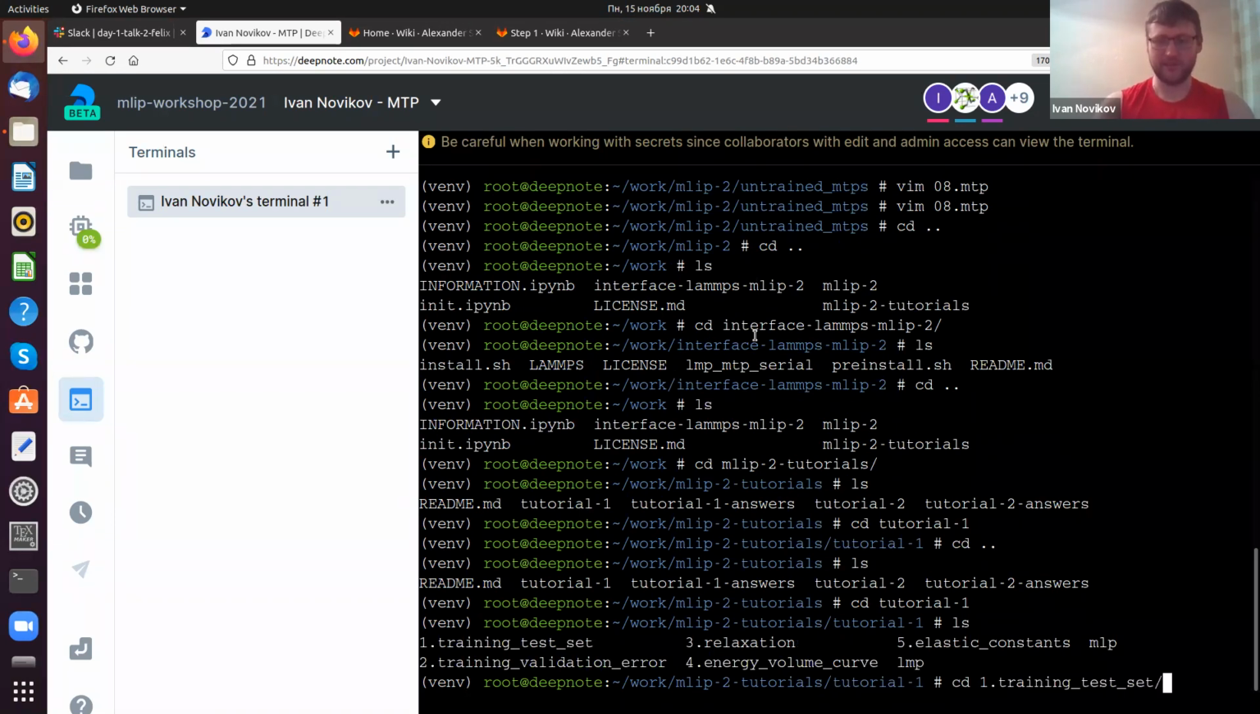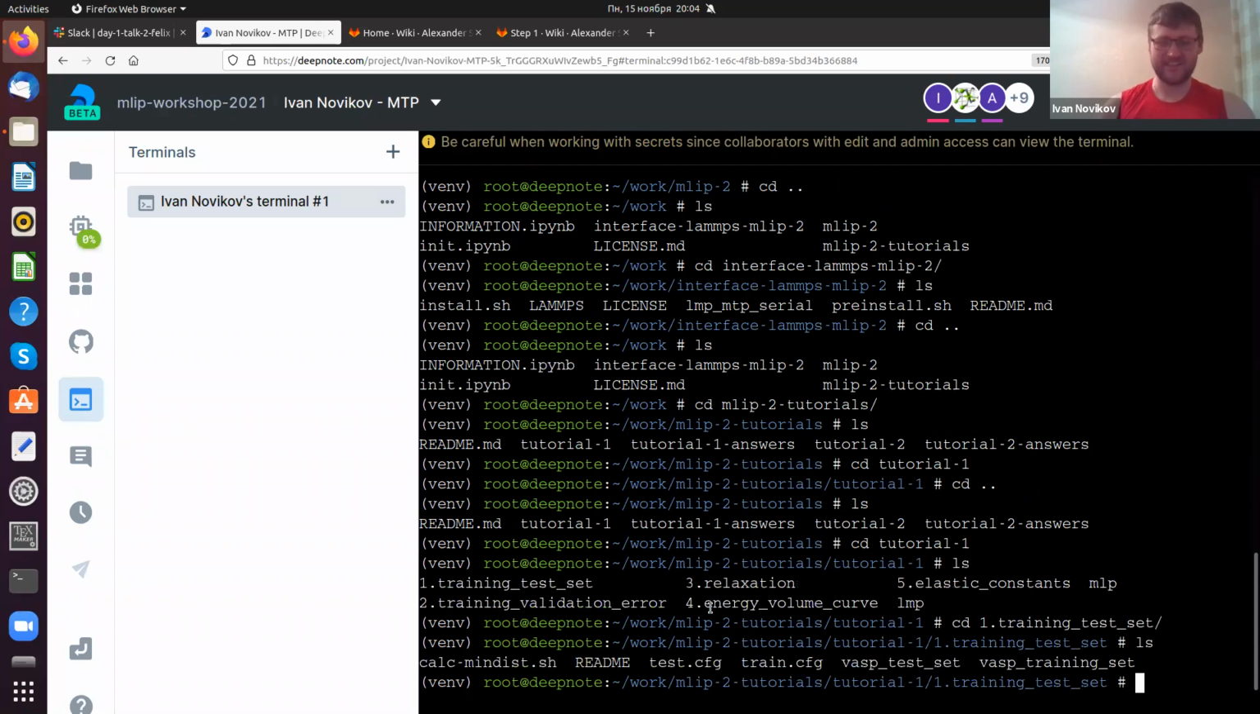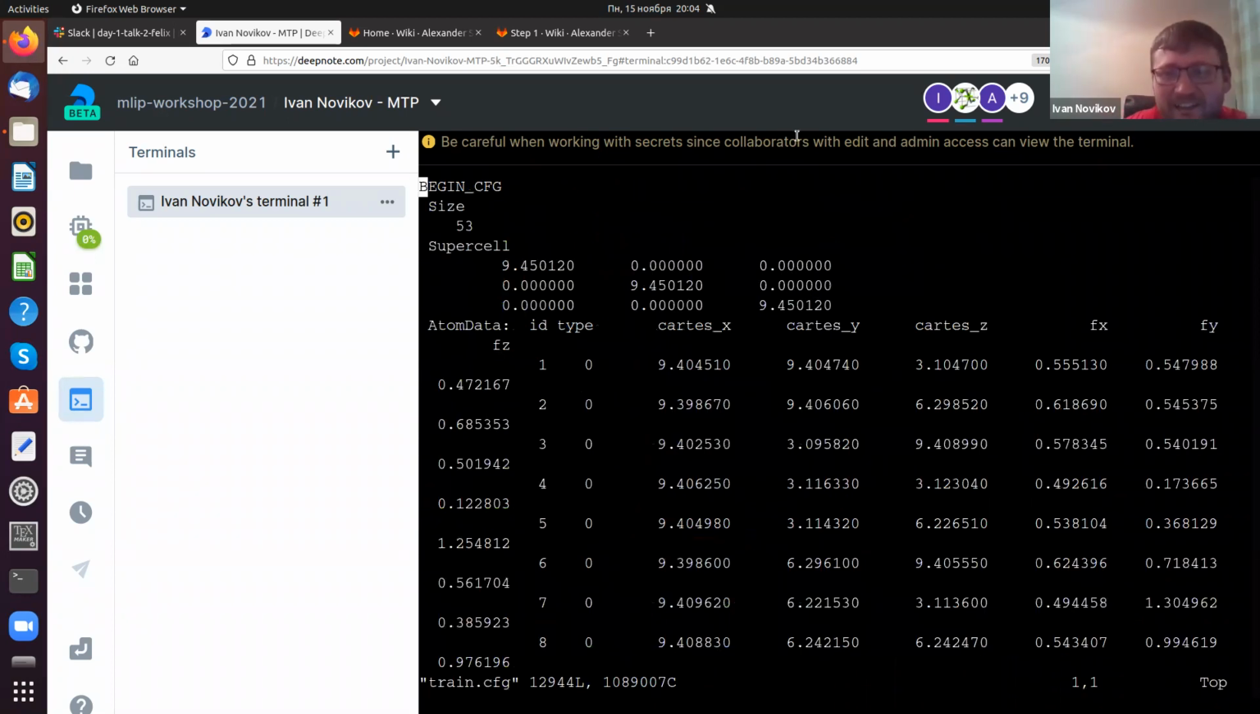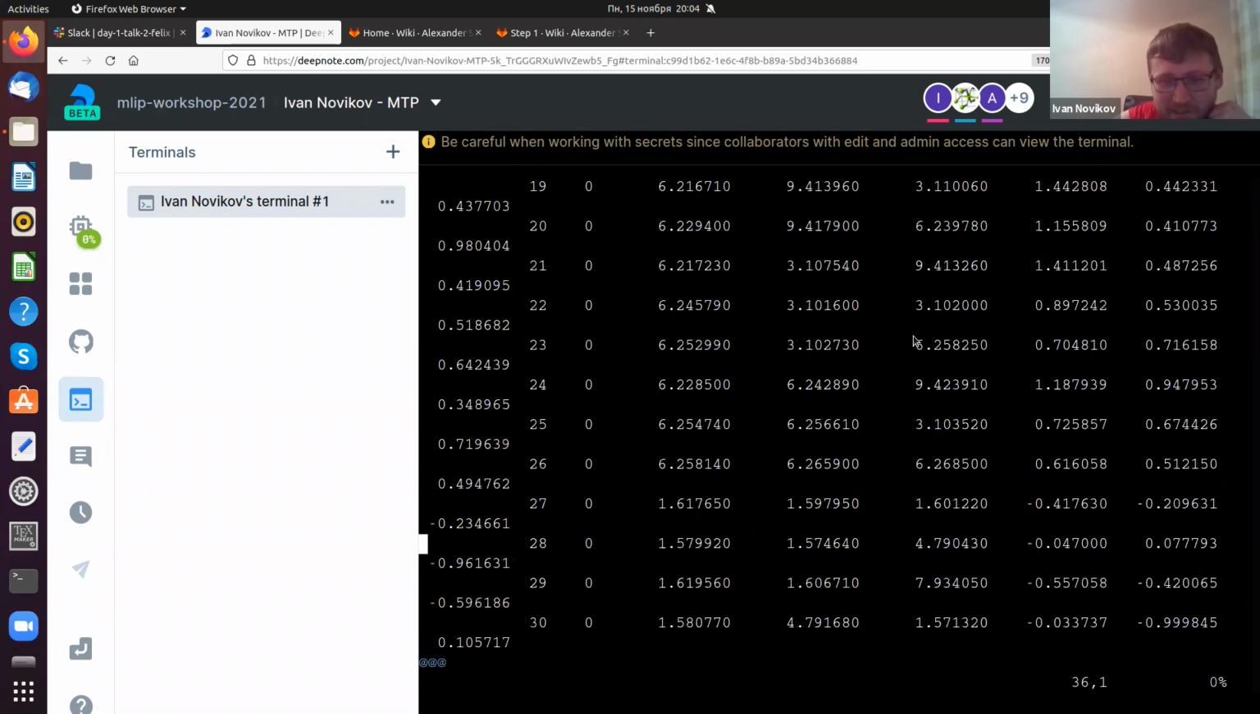So in the first folder, we have training and test set written in MLIP CFG format. Let's go, for example, to the train.cfg file. Very simple format. In the first line, we have the number of atoms. Next, we have the supercell. Next, we have atomic types, atomic positions, forces.